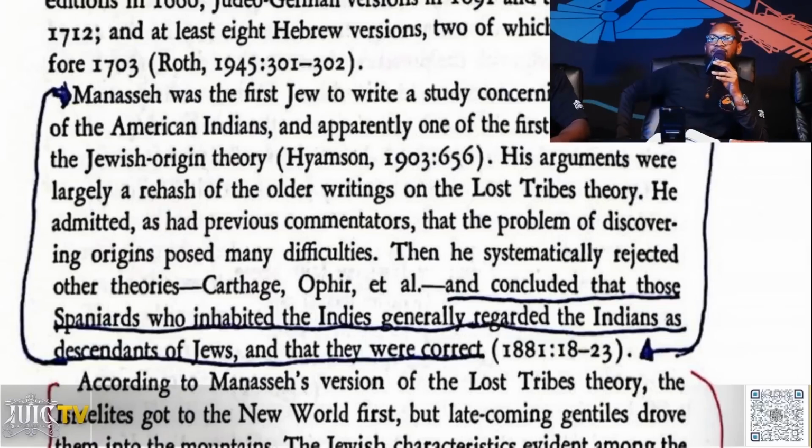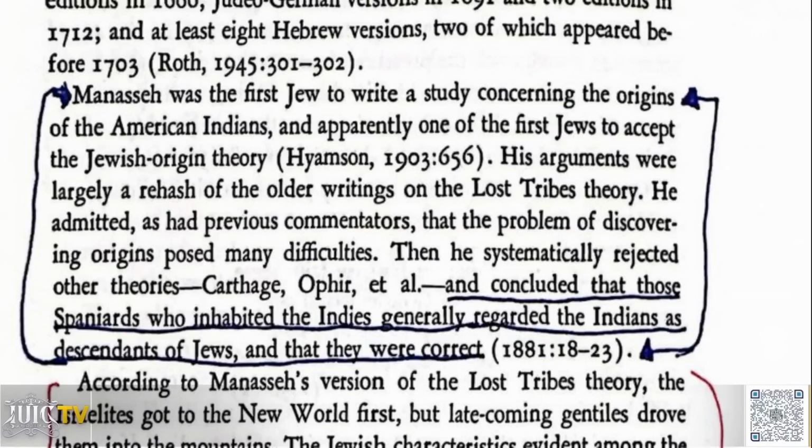Manasseh was the first Jew to write a study concerning the origins of the American Indians, and apparently one of the first Jews to accept the Jewish origin theory. His arguments were largely a rehash of the older writings on the lost tribes theory.